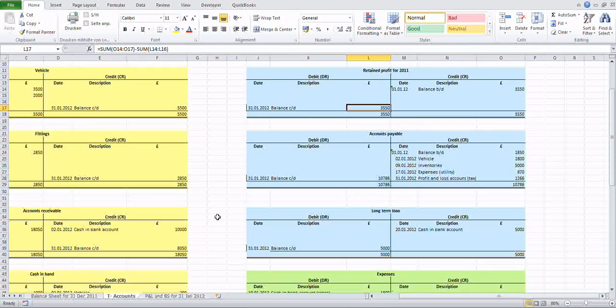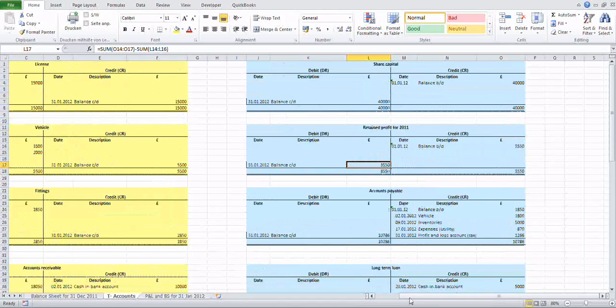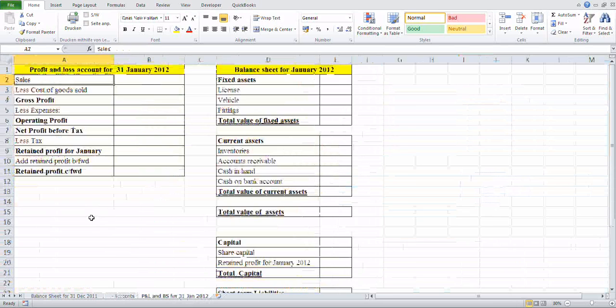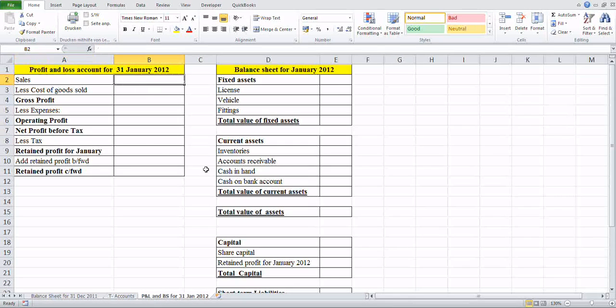So what do we do next? Basically, one major step or two major steps are missing on the third sheet. So let's select that sheet. We need to actually show the profit and loss account for the 31st of January 2012, as well as the balance sheet. Now let's start with the profit and loss accounts. Note that these numbers are already there, so we refer to the numbers we've already calculated.